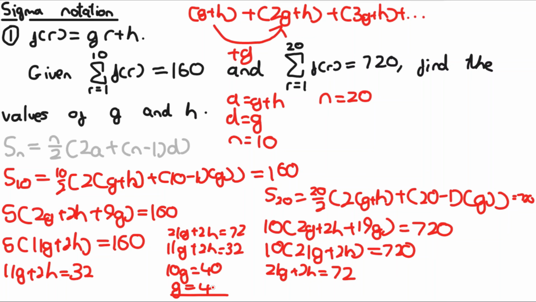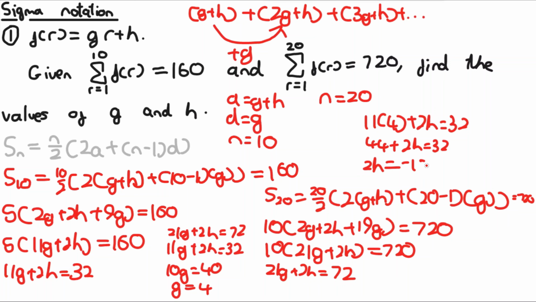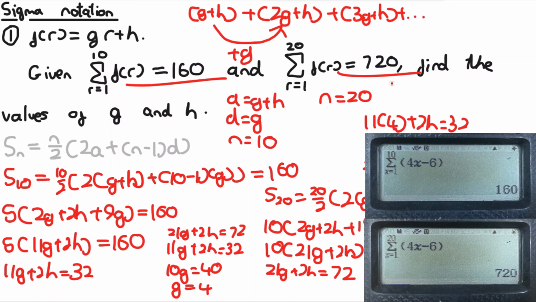So g is equal to 4, and therefore we can figure out h easily by just subbing g into one of these. I'll do it into this one. It's going to be 11g, which is 11 times 4, plus 2h is equal to 32, which is 44 plus 2h equal to 32, and then move the 44 onto the other side to get 2h is equal to minus 12, and then h is equal to minus 6. So g is equal to 4, and h is equal to minus 6. And what you can do is sub the g and the h values into this formula here, and then make these two sigmas. This one should give out 160, and this one should give out 720.